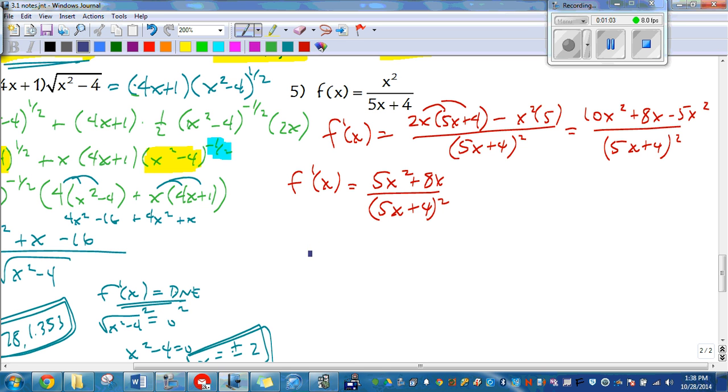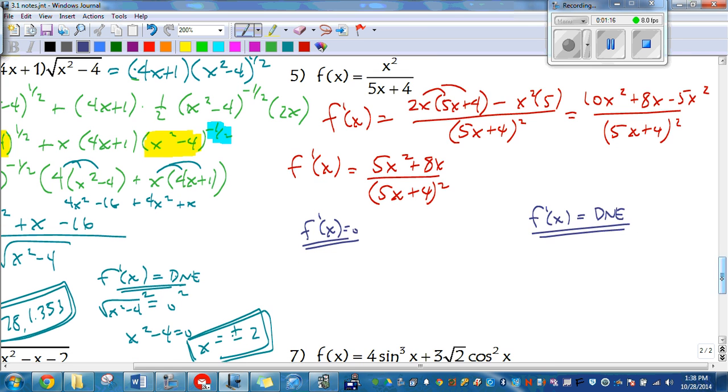Now we want to figure out when the derivative is equal to 0 and when the derivative does not exist. Well, normally, to find out when the derivative is 0, we set this whole thing equal to 0. If we multiply both sides by this denominator, all we end up with is that numerator set equal to 0. So when finding when the derivative is 0, and we have an expression that looks like a fraction, we can just set the numerator equal to 0 and solve for that.